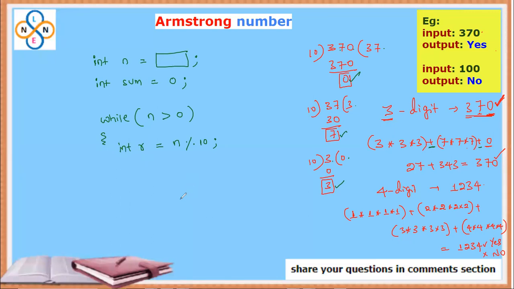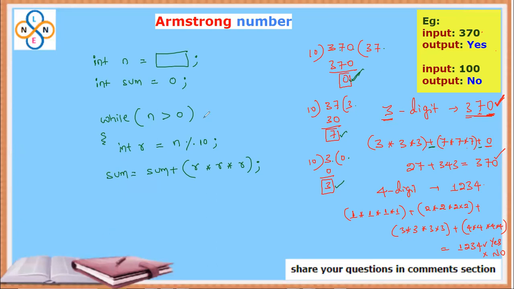Then the next step, what do we have to do? Once we get this first remainder, we have to multiply it thrice, or 3 times, right? So I'm writing in the next step on the right hand side: the remainder multiplied by remainder, again multiplied by remainder. This is because of the 3-digit number input I mentioned as a constraint. Then we have to add that to our variable called sum and store the result back to the sum variable only, because each time the same step is going to repeat.